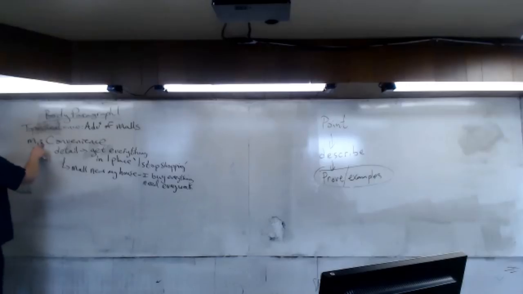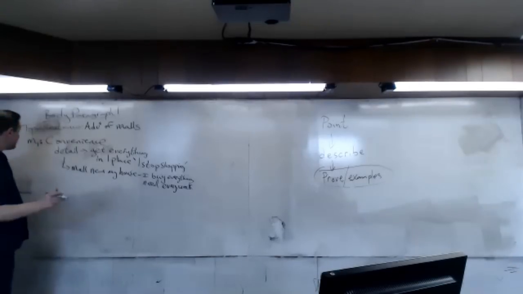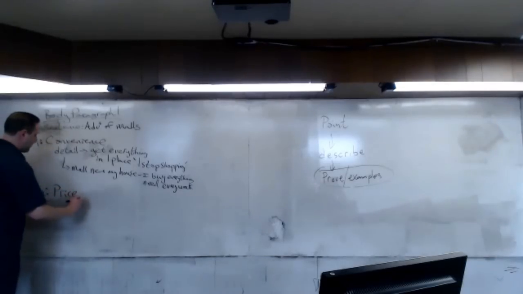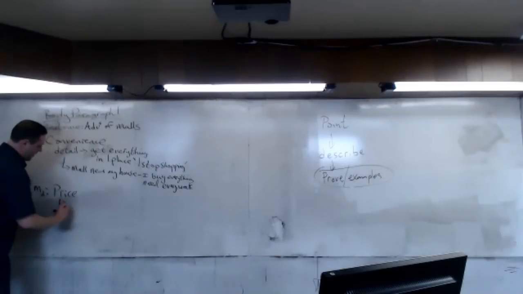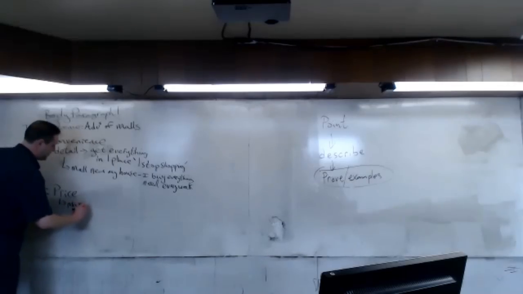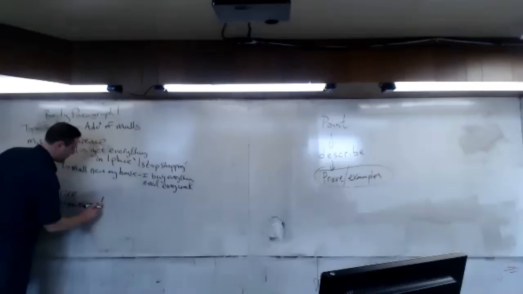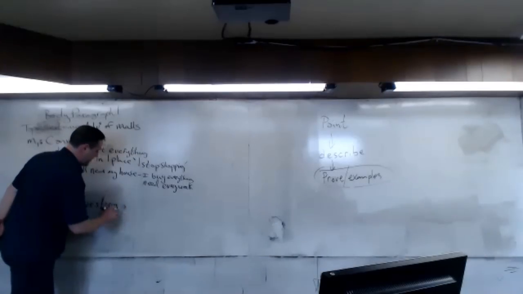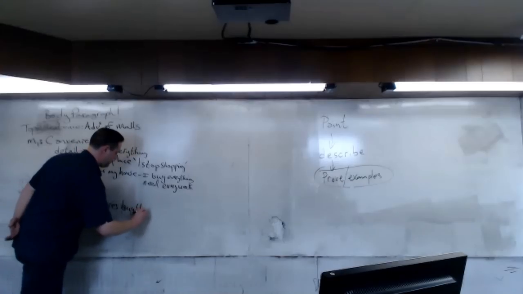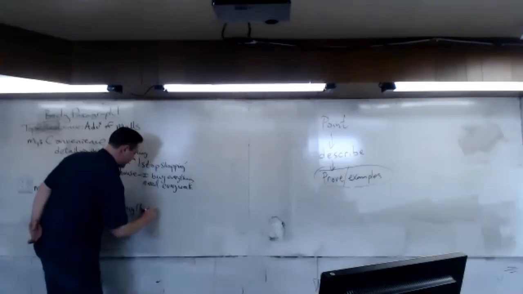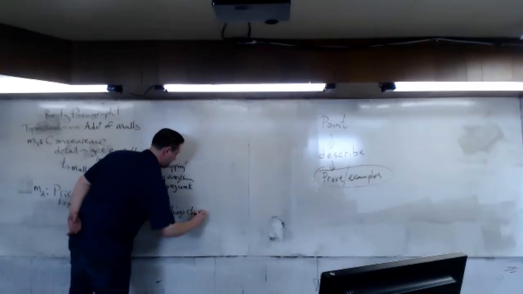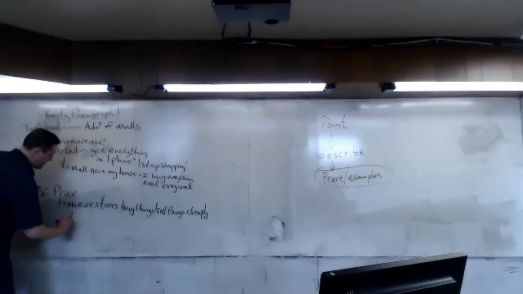So here's my first point with the point, the description, and the example. If I want band 6 or band 7, I need point number 2. Main idea 2 is going to be price. And the details are: massive stores buy things for cheap, and sell things cheaply. And now I'm going to give the example.